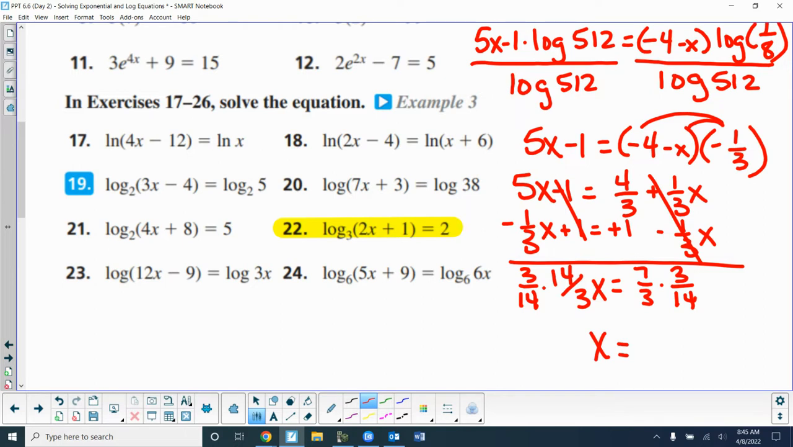What happens to these 3's? They'll cancel. How many times does 7 go into 7? Once. How many times does 7 go into 14? Twice. So the answer is 1/2.